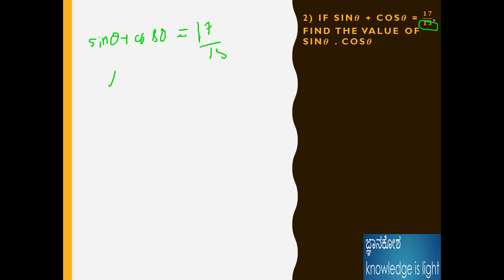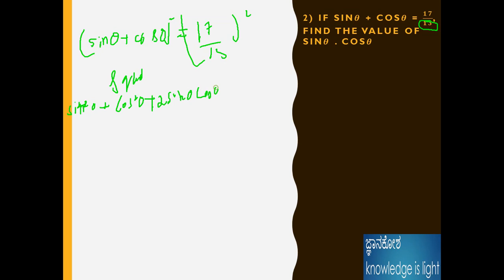If you square both sides, the whole square of a plus b is nothing but a square plus b square plus 2ab. Therefore applying this on both sides, we get sin square theta plus cos square theta plus 2 sin theta cos theta, understand? 17 square is 289 and 13 square is 169. We know the formula sin square theta plus cos square theta is nothing but 1, remember this one. So it becomes 1 plus 2 sin theta cos theta.